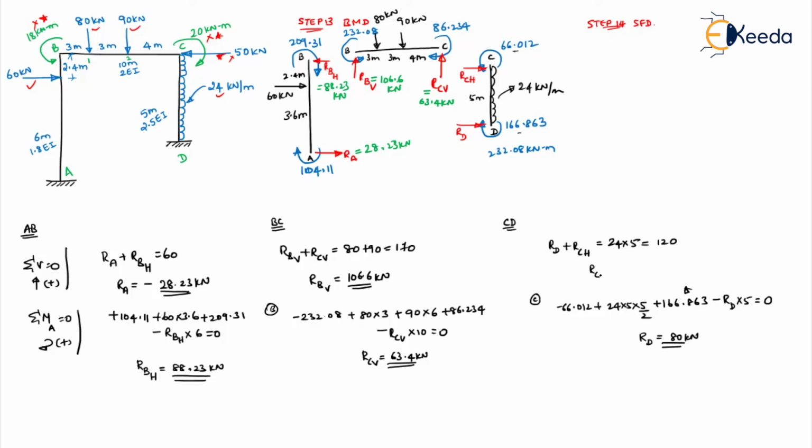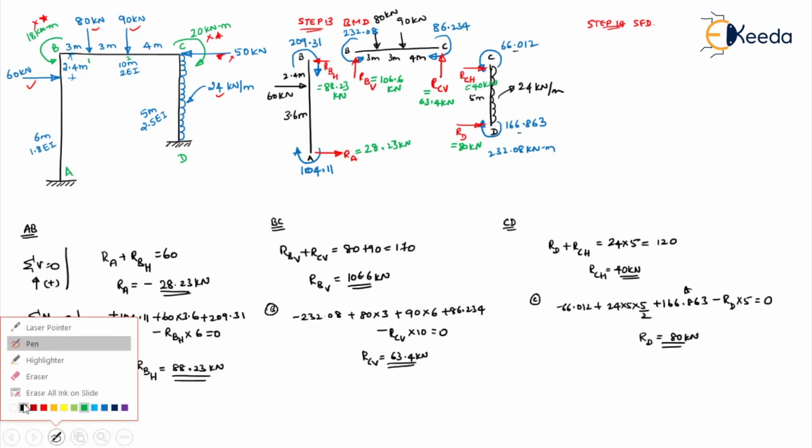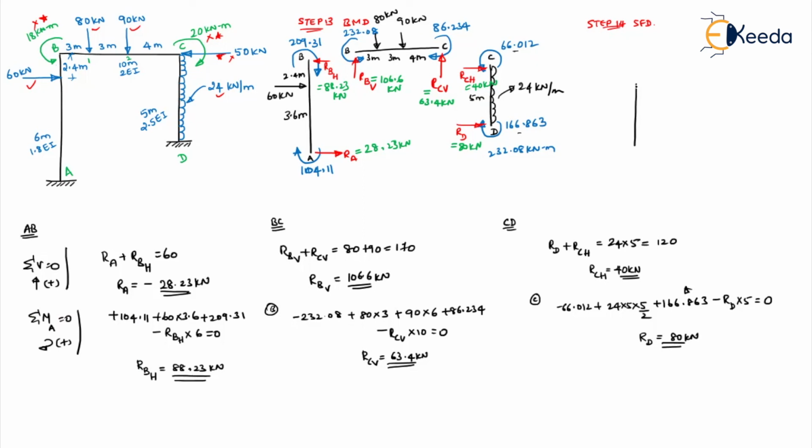Substitute it here, you will get RCH, that's your 40 kilonewton. Okay, so substitute, write it down in your diagram. So RD is how much? 80 kilonewton, and RCH is how much? 40 kilonewton.